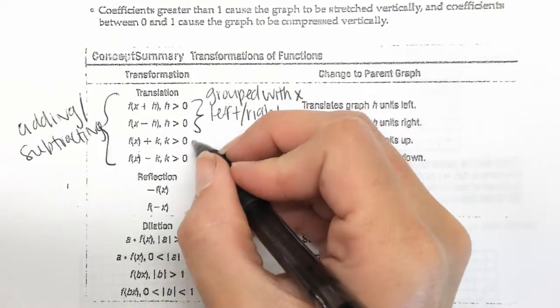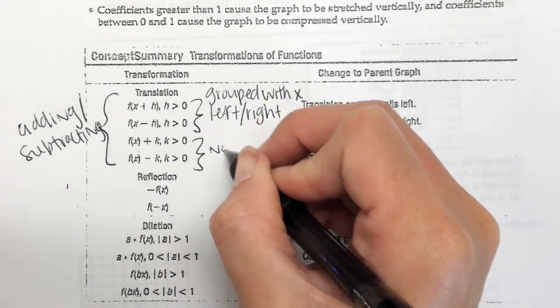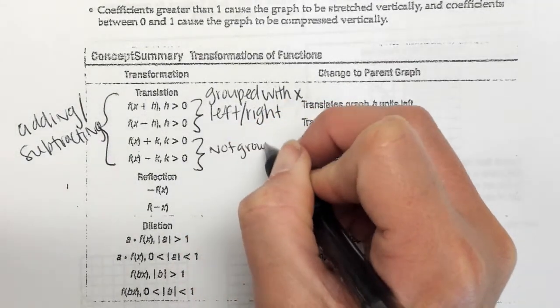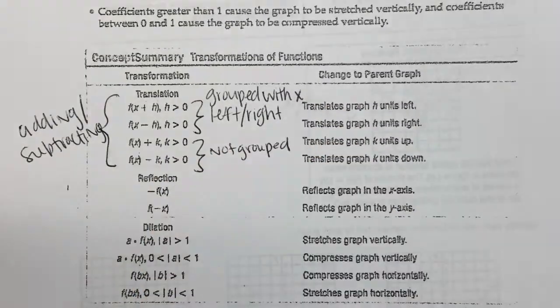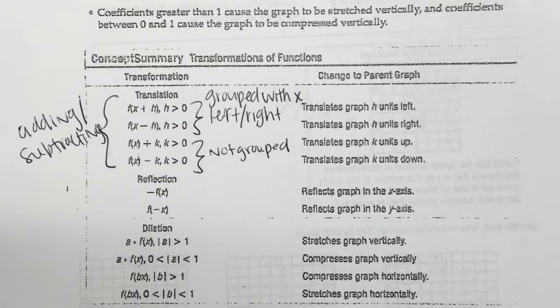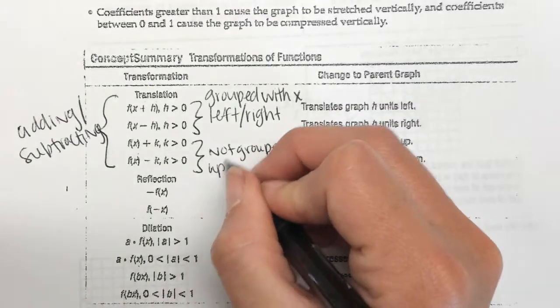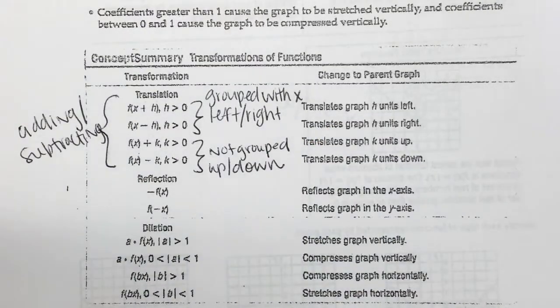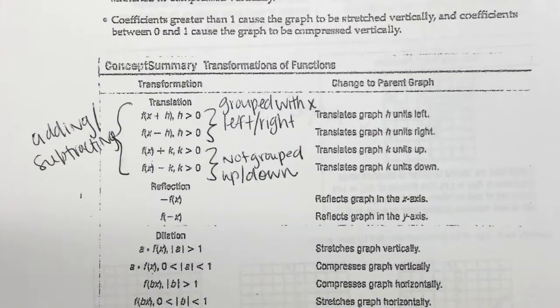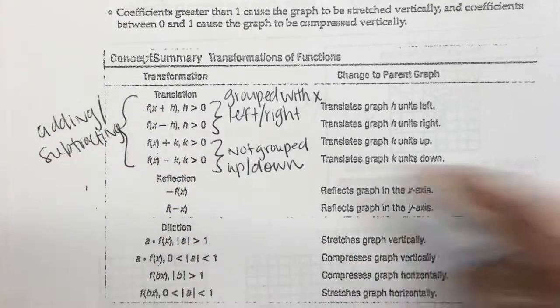Alright, if it's not grouped with x, so not grouped, it's just being added to the outside like this k, it's going to be moving it vertically, which is what? Up and down. Good. So the first thing we're going to do is just focus on translations. Once we've mastered that, then we'll move on to reflection and dilation. So again, translations only when we're adding or subtracting.